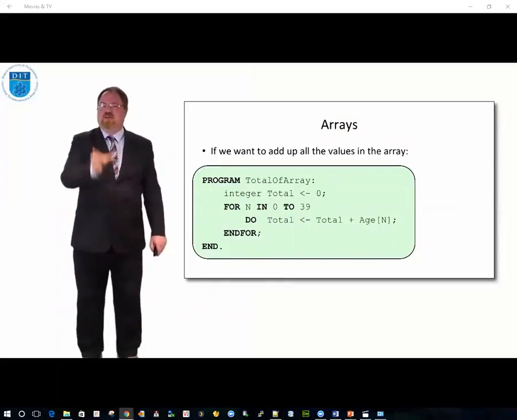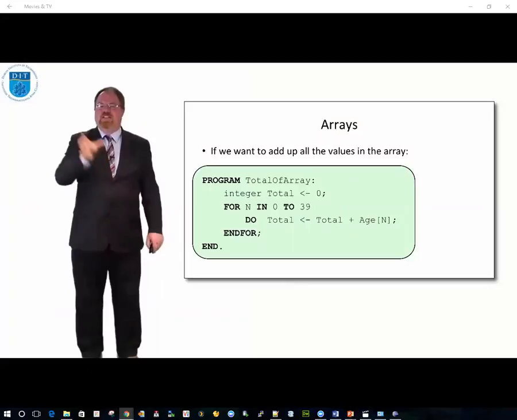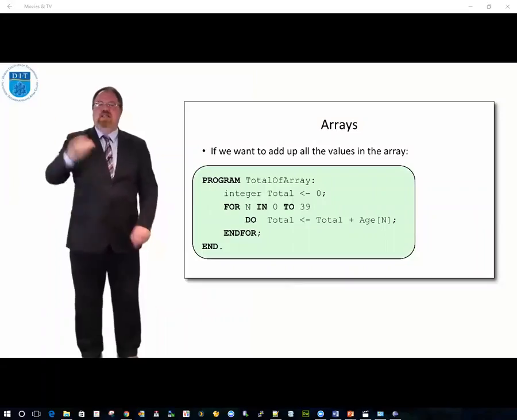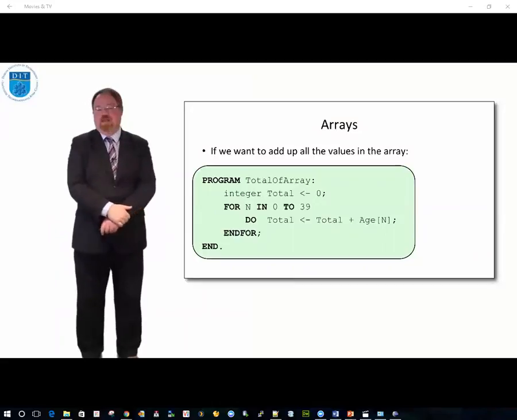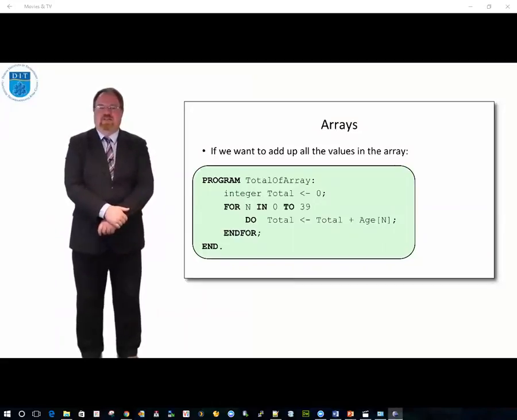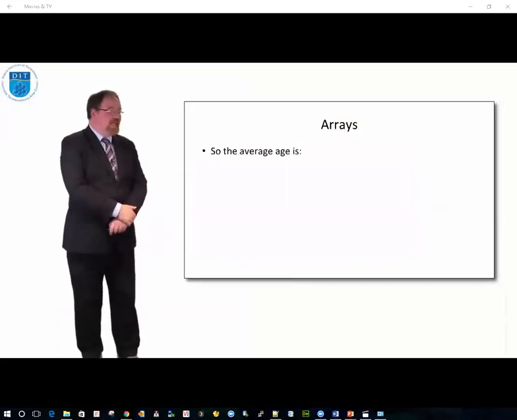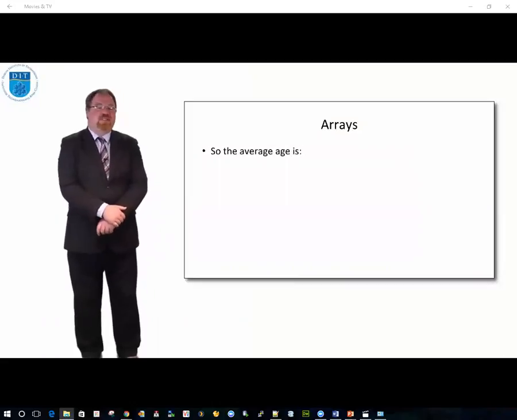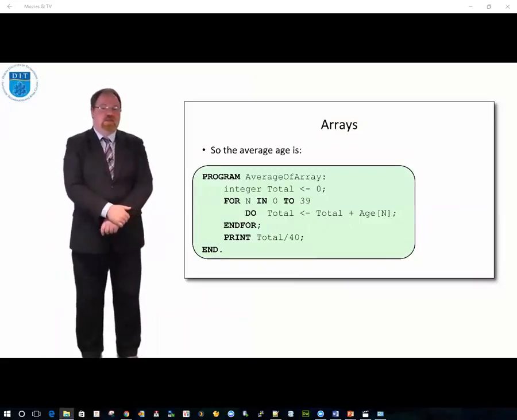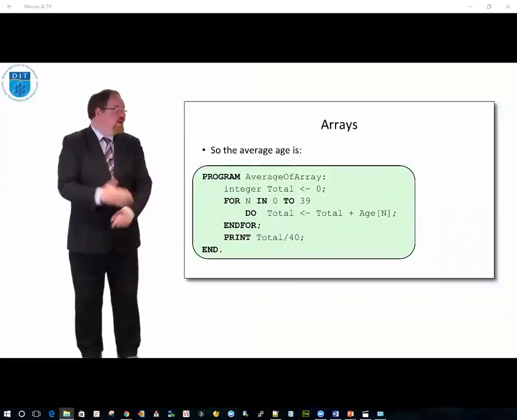So the running total keeps adding each value onto it until you get to the 39th element, and the 39th element is added. Then we've got the total of all the people in the array, their total age. So if we want to calculate the average age, we do the same thing: the running total, we start with 0, and add all the ages up.